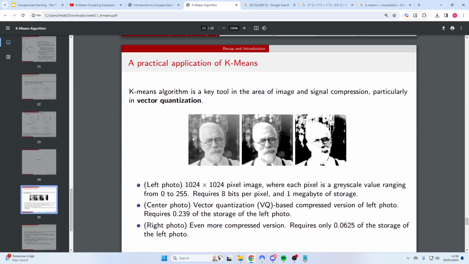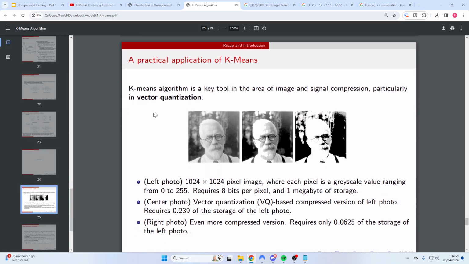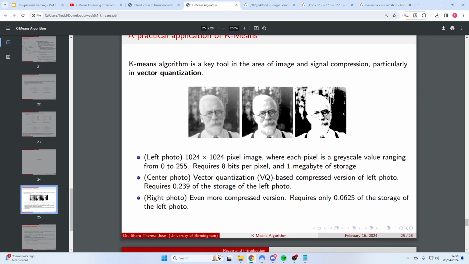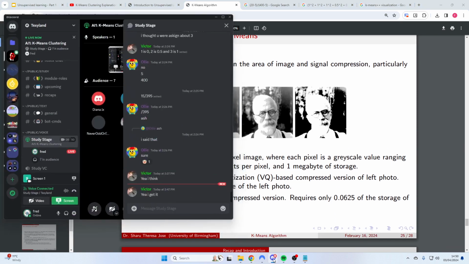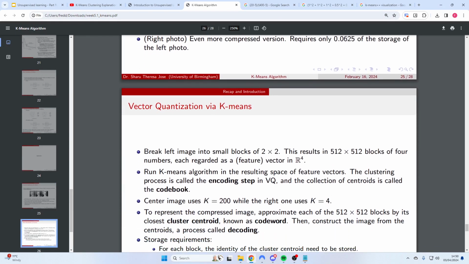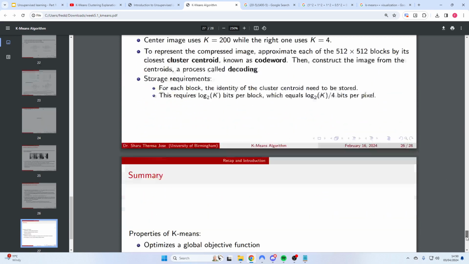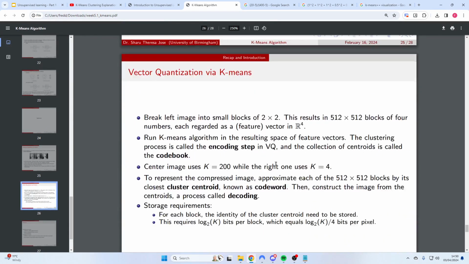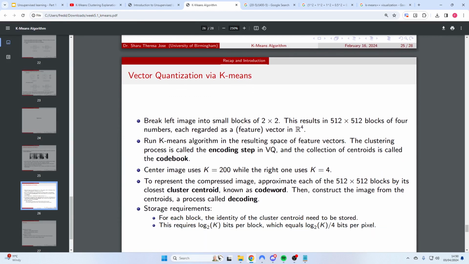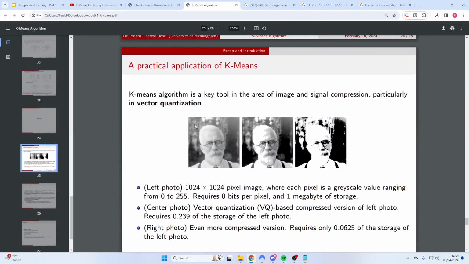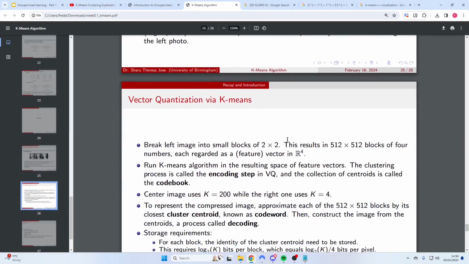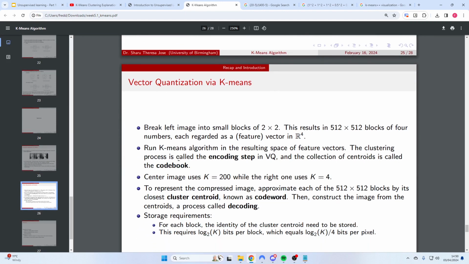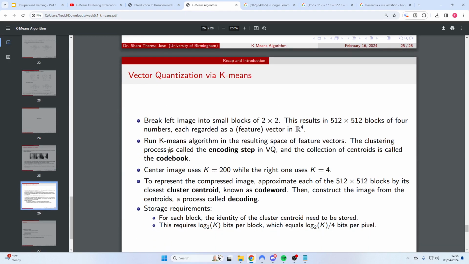We could just look at the applications of k-means real quick. It's a key tool in the area of image and signal compression, vector quantization. We break these images down into smaller blocks and run the algorithm on that.